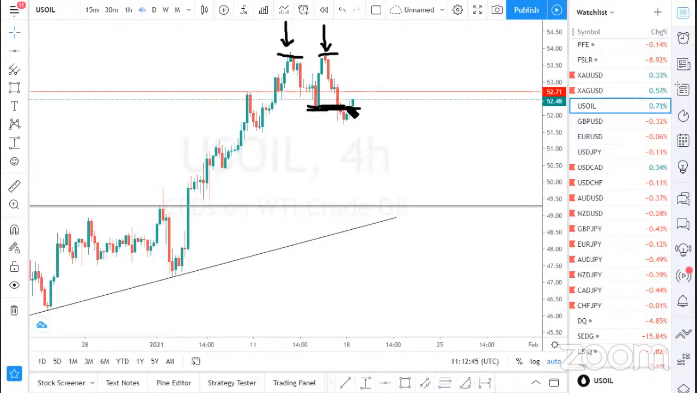Let's see what the end result of the 4-hour bar is going to be. Maybe price is going to make a rejection. Maybe this level is going to make a rejection of the current price structure for a more bearish downward rally on the US oil. So that is that on the US market, US oil.